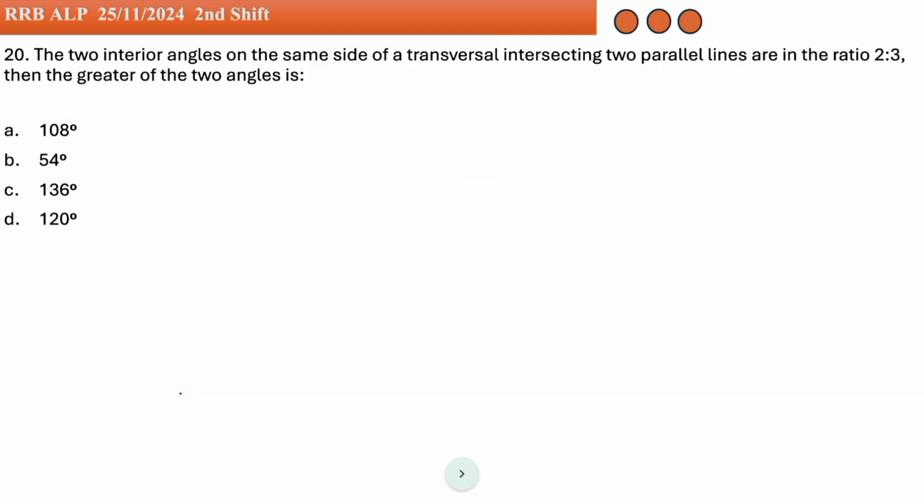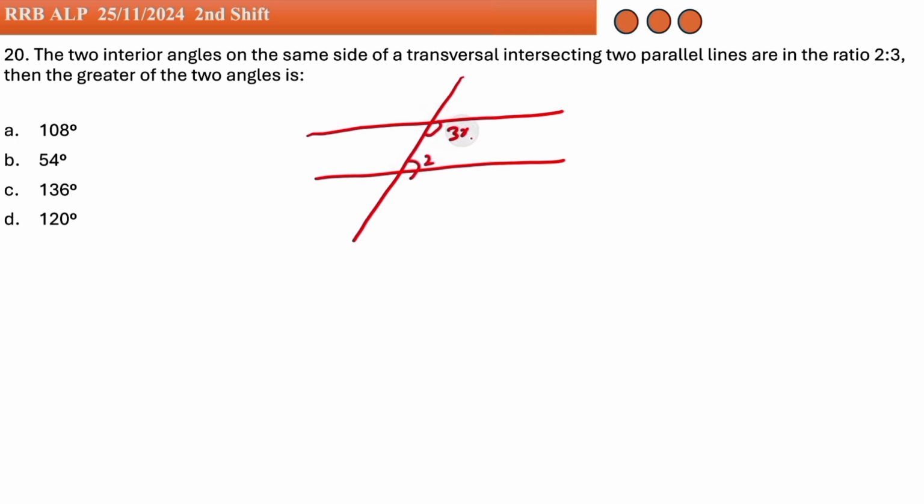Next. Two interior angles on the same side of a transversal line intersecting two parallel lines are in the ratio of 2:3. Then the greater of the two angles is, see here, if there are two parallel lines and this is a transversal line, then two interior angles are intersecting in the ratio 2:3, that is 2x and 3x. So sum of the interior angles is 180 degree. So 2x plus 3x is 180 degree.